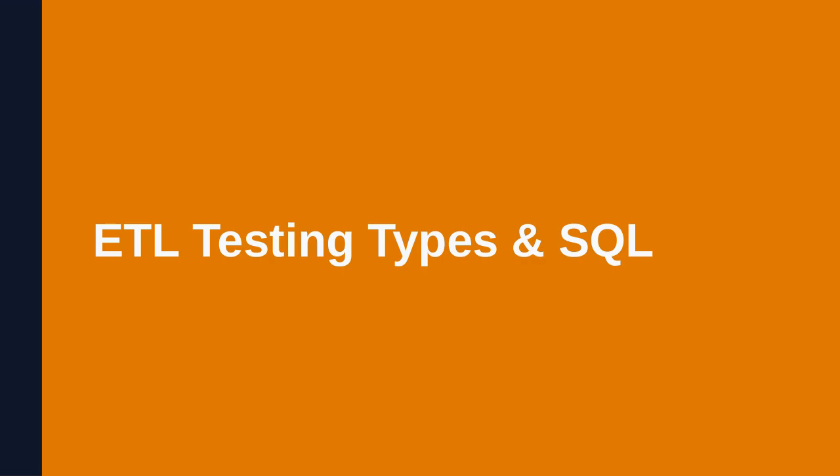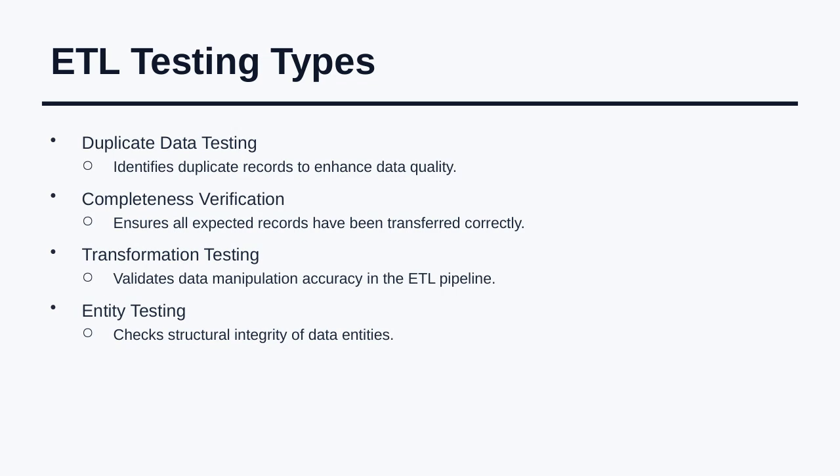data warehouse environments. When working with ETL processes, one key challenge is ensuring that the data is accurate and reliable after it moves through the pipeline. Duplicate data testing helps us catch any repeated records that could skew reports or analyses, improving overall data quality. Completeness verification makes sure that every record we expect to be transferred from the source has actually made it into the target system, so nothing is missing.